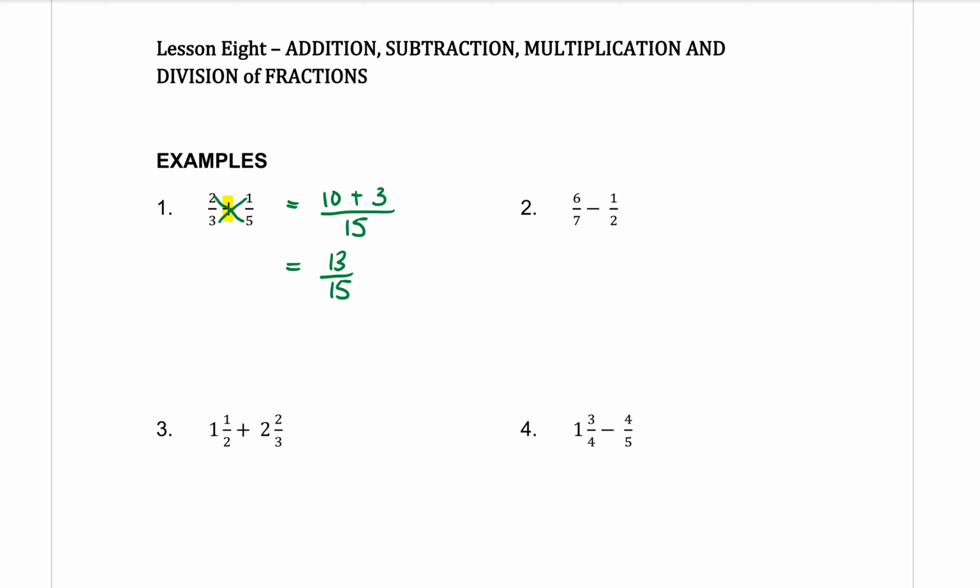Second question. See some fractions there? We look at the symbol in between. It's a minus sign. Same strategy as adding. We need to get a common denominator. So 7 times 2 is 14. Timesing diagonally. 6 times 2 is 12. We're subtracting. That's the only difference between this question and question 1. Timesing the other way. 1 times 7 is 7. Subtracting the top numbers. 12 take away 7 is 5 over 14.